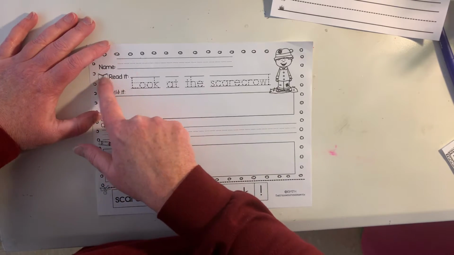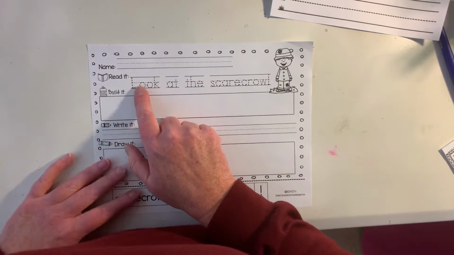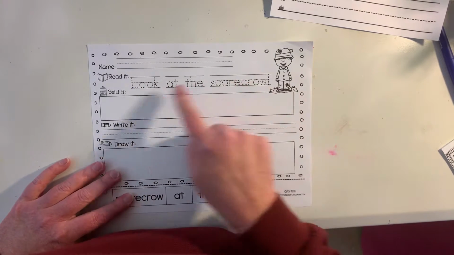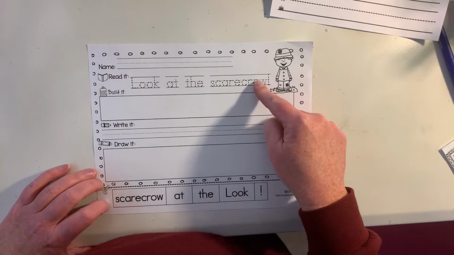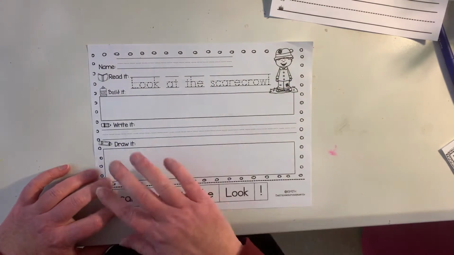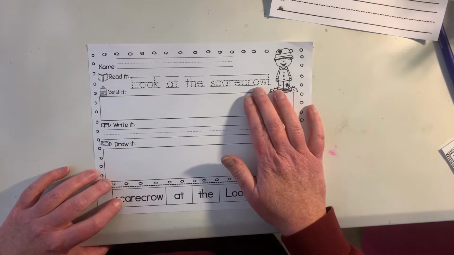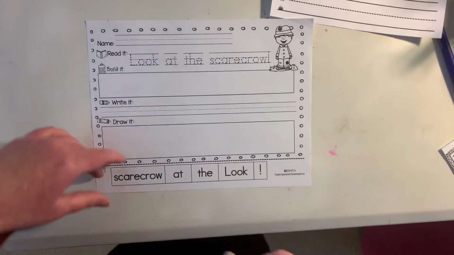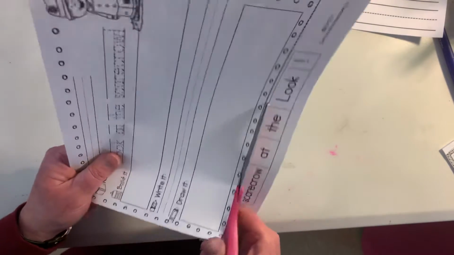First, here's a book, and that means read it. So I'm going to read it to you right now. Look at the scarecrow. Okay? Look at the scarecrow. So, first thing, we get our name on it. That's something we're going to trace, but since there's scissors down here with cutting, that is what we're going to want to do first. Always start cutting first so we don't lose pieces.